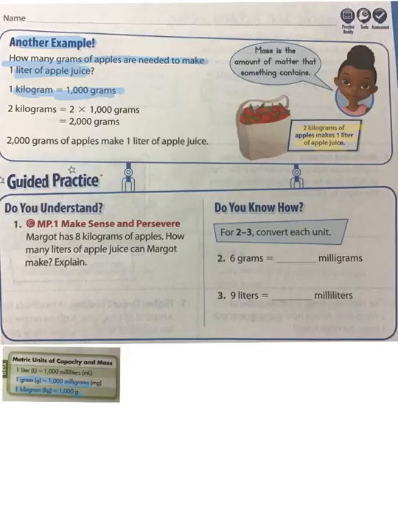So you need to multiply 2 kilograms times 1,000, and you get 2,000 grams. Therefore, 2,000 grams of apples make 1 liter of apple juice. Do you understand?